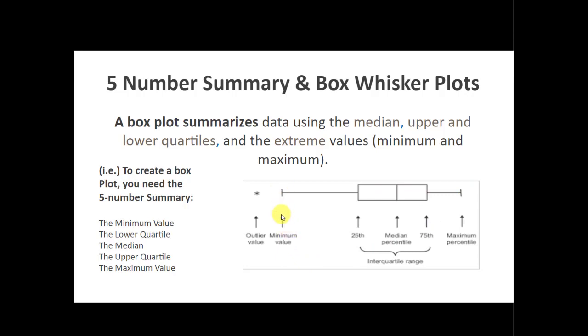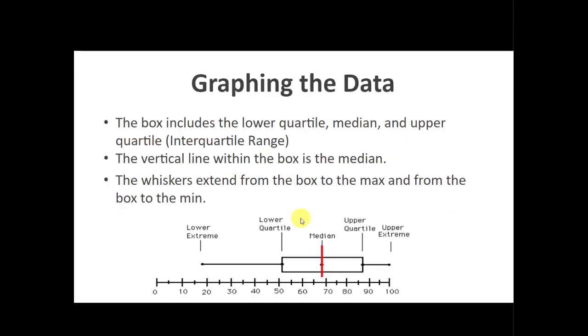So here would be the minimum value. Here would be the lower quartile, this vertical line. The vertical line right here would be the median. The vertical line right here represents the upper quartile, and the last vertical line represents the maximum.